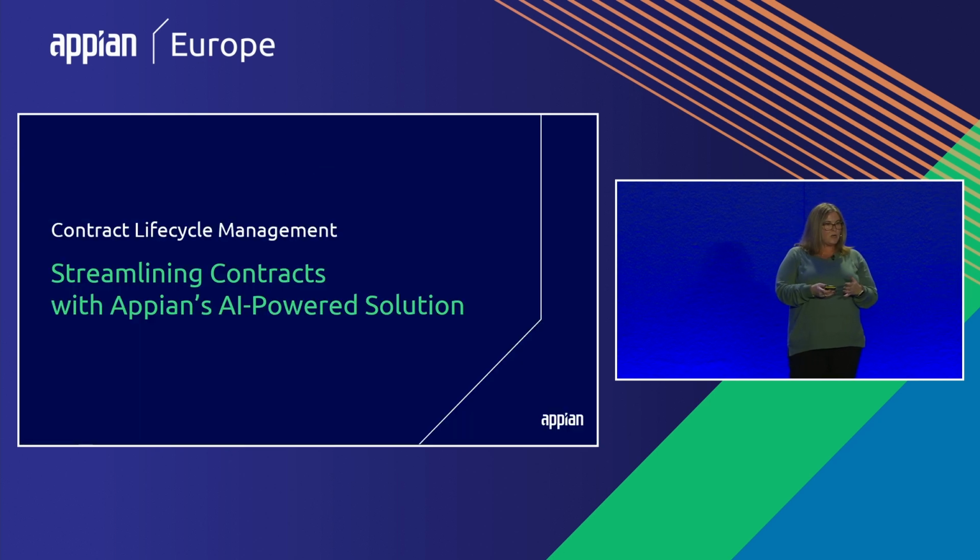So today we're going to be talking about contract lifecycle management, how you can actually use Appian to streamline your contracts with our AI-powered solution that out of the box has a lot of capabilities so you can quickly get started.